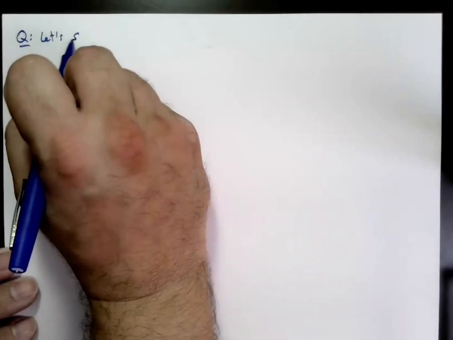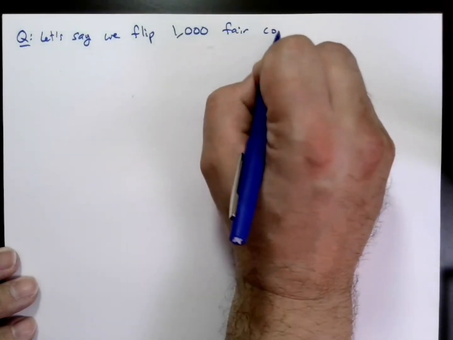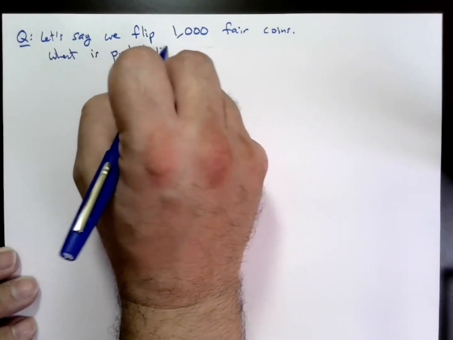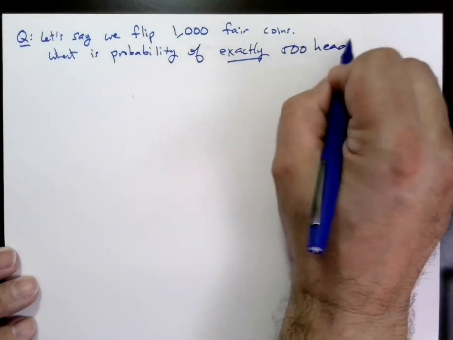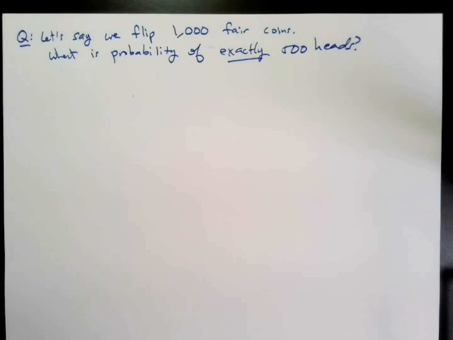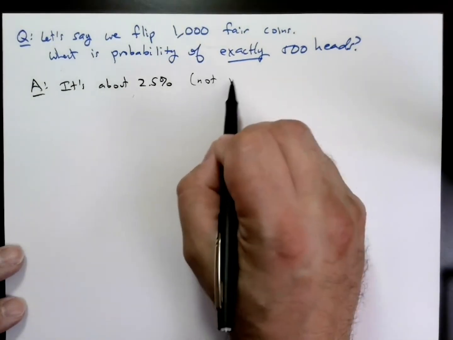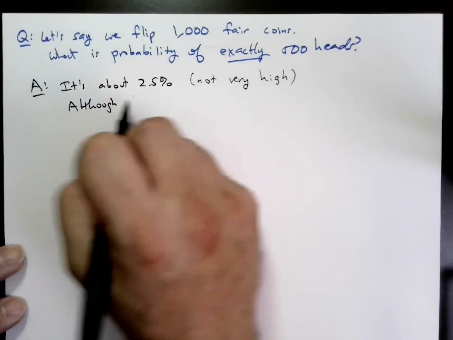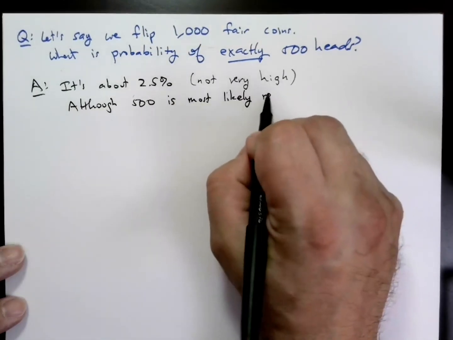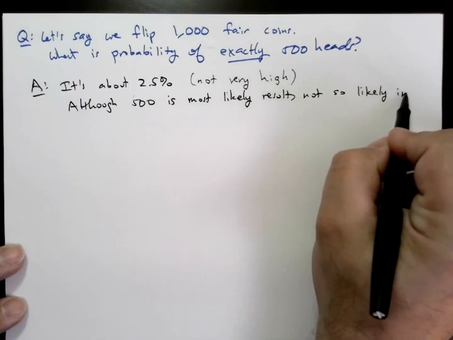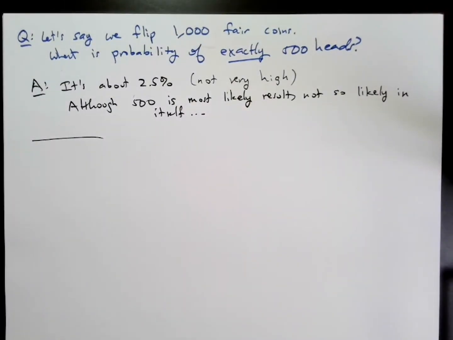All right, let's do a quick calculation. Let's say we flip 1,000 fair coins. What is the probability of exactly 500 heads? That's the number we kind of expect, and it's not so hard to see that that's the most likely outcome. But how likely is it? It turns out that it's about 2.5%, not very high. The exact formula is exactly 1,000 choose 500 divided by 2 to the 1,000.